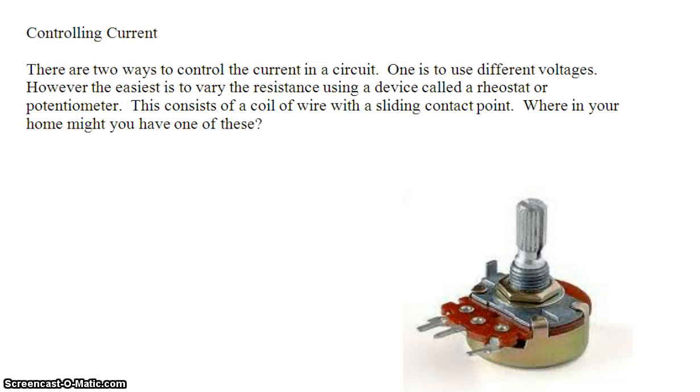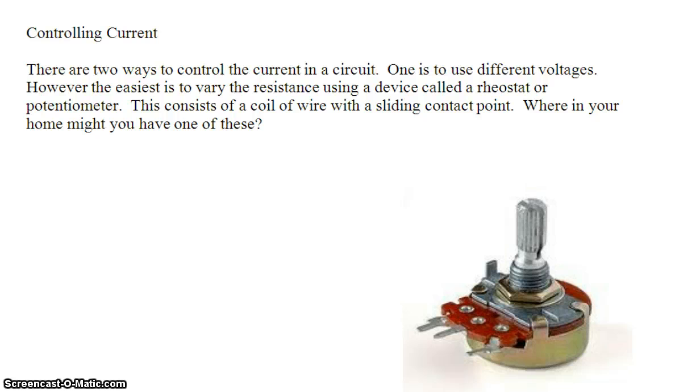We can control current in a couple different ways. We can use different voltages to begin with, like different batteries. So if we use a battery with a higher potential, you'll get higher current. We can also control it with a potentiometer, and we'll show you some examples of potentiometers. So anytime we have a dimmer switch, that's basically a potentiometer.